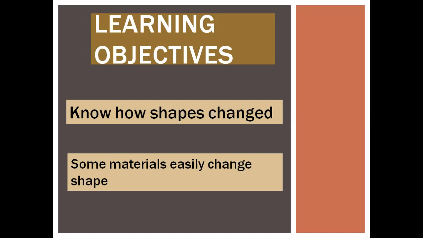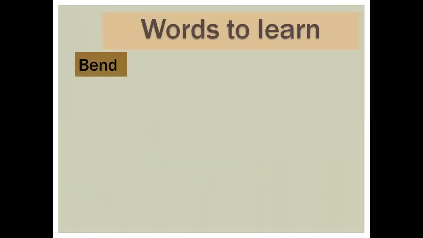So we are going to discuss that some materials have a soft and smooth property, some of them are hard. So we are going to basically discuss the properties of materials and how we can change their shape. Before we go further, first of all, let's write the vocabulary words of this lesson.